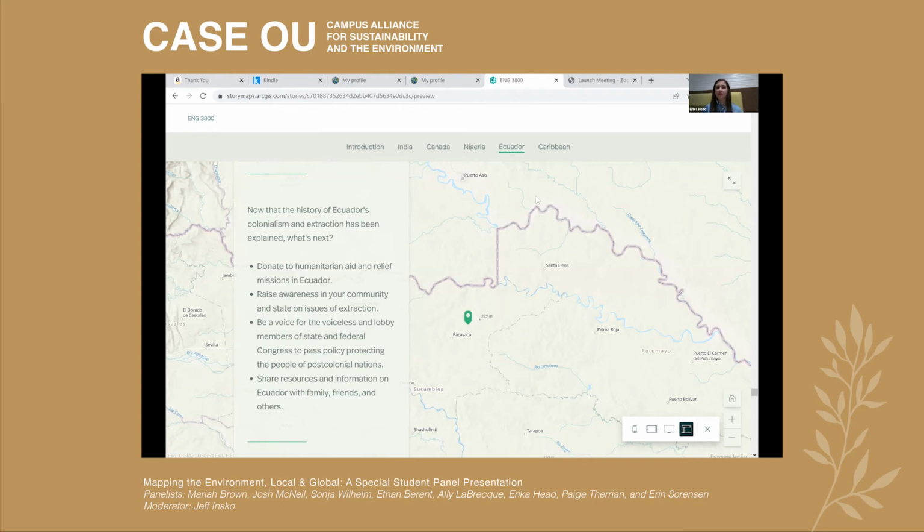We can donate to humanitarian aid and relief missions in Ecuador. We can raise awareness in our communities at the state level, maybe lobby our policymakers at the state of Michigan Congress or federal Congress.